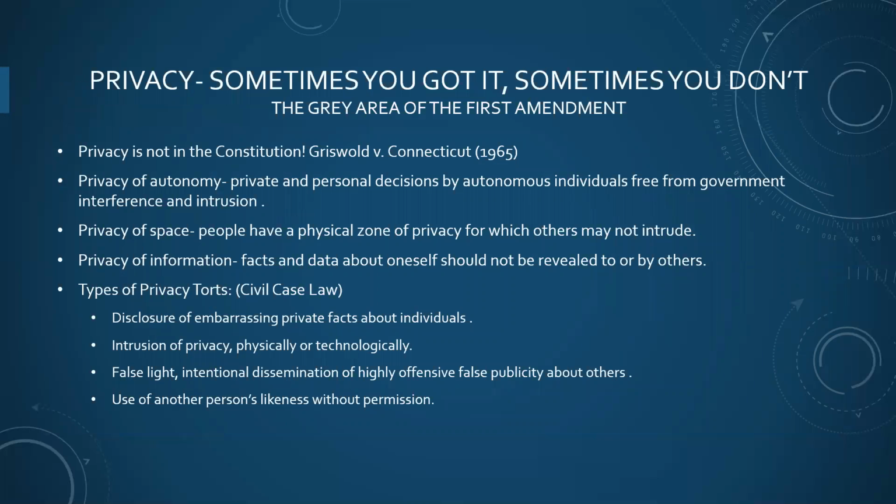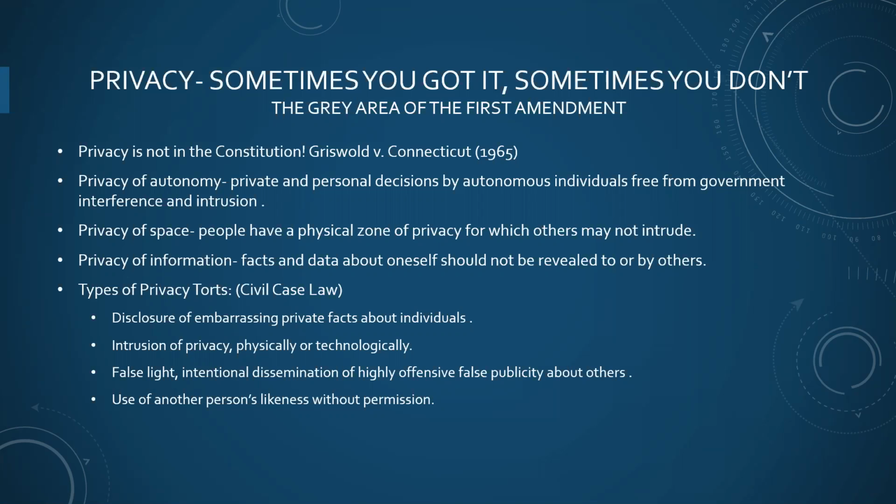Privacy. So privacy is the idea, like I said, that's in the penumbra. It's not actually spelled out in the Constitution. And this is the gray area of the Constitution, and you don't always have privacy, but you do sometimes. So privacy of autonomy is private and personal decisions of an autonomous individual free from the government's interference or intrusion. That particular rationale is what was used in Roe v. Wade, things along those lines. It's a private decision of an individual. It does not have a victim. It doesn't harm anyone.